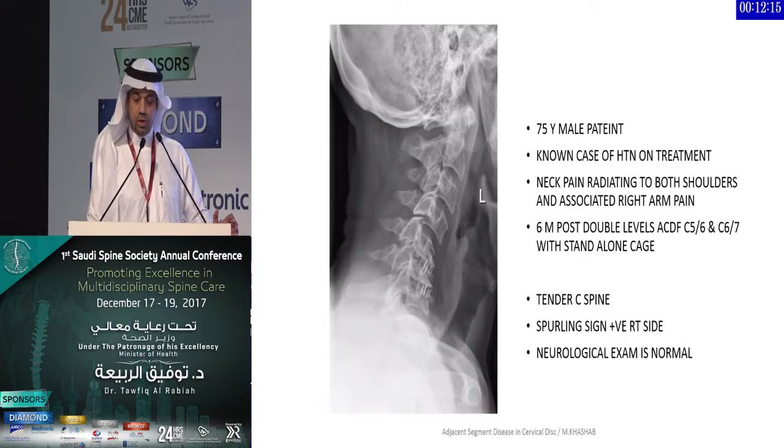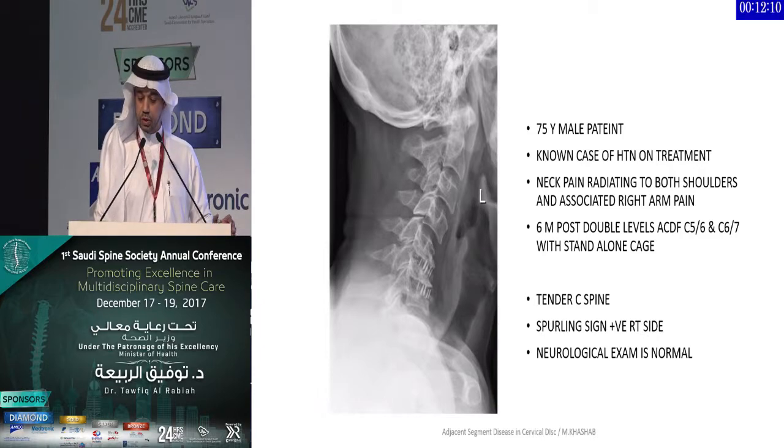So I would like to get the voting for the case. Please share with me your opinion regarding this case who came to my service about 6 months ago. He's a 75-year-old male patient who developed neck pain and shoulder pain radiating to the right arm with a severe stabbing pain. And he is a known case of hypertension and ischemic heart disease.